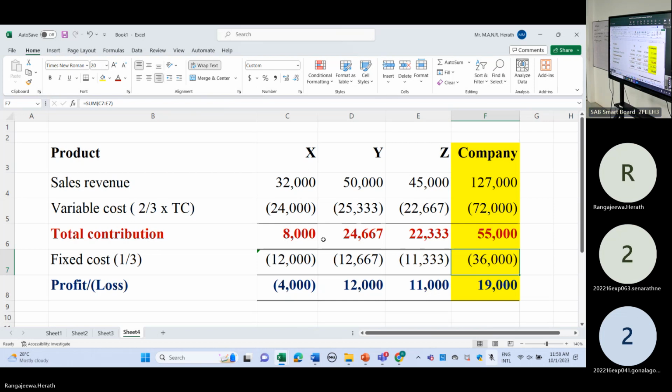Right? When you close it as a loss, that might create some impact on the other sales. So when making a product drop decision, you have to consider the impact on other sales and the brand image. Right? That is very, very important.